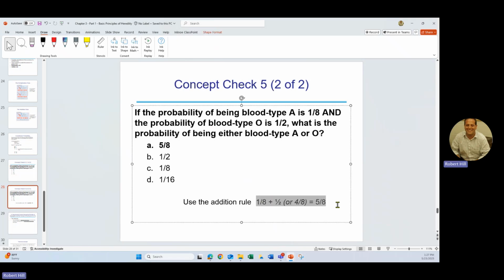So if you've forgotten how to add fractions, which happens because people don't do it too often, I'm not going to tell you how to do that. Just look it up, get a YouTube video. You have to find the common denominator. But adding 1/8 and 1/2 gives you 5/8. Okay. All right.